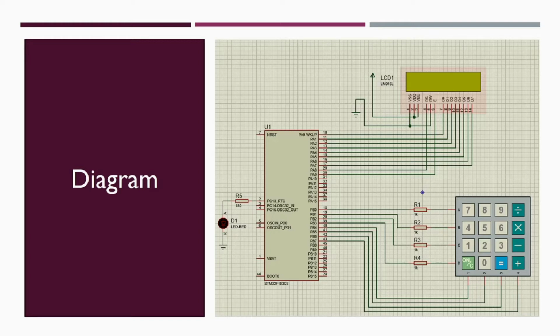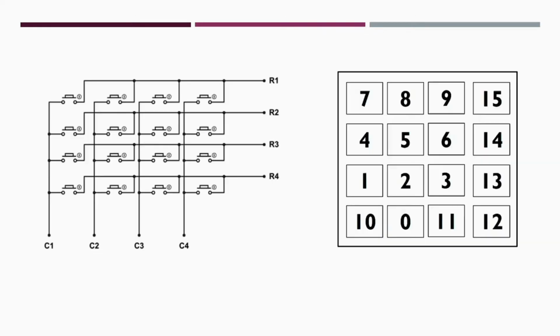At first, we will discuss how we interface the keypad with the STM32. Here you can see an internal diagram. The pins connected to columns are set as 0. The pins connected as rows are set to 1.